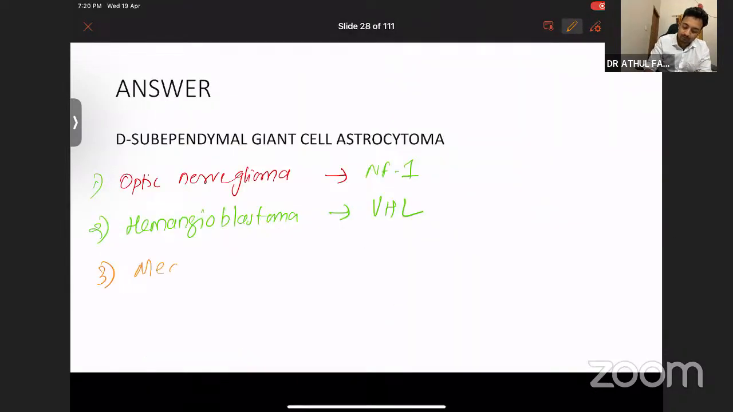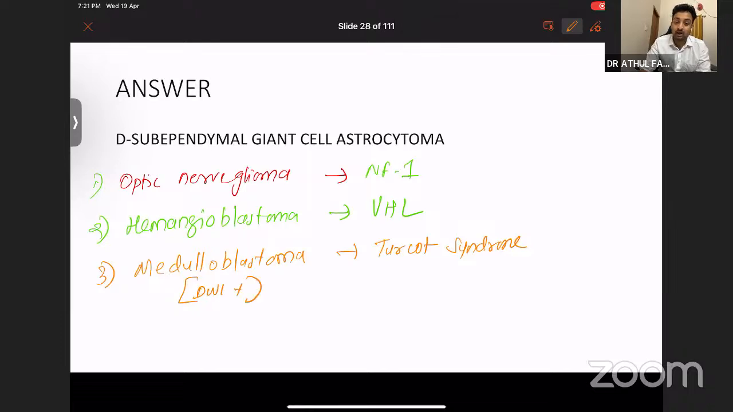Then the third option was what? Medulloblastoma. Medulloblastoma is seen in which syndrome? Associated with which polyposis can medulloblastoma come? It can come in Turcot syndrome. Okay, Turcot syndrome. Today we learned that medulloblastoma will be DWI positive. Infarct, abscess, medulloblastoma, meningioma, and epidermoid. So all these things you should remember. Okay, medulloblastoma is very, very important. It is a tumor commonly seen in the pediatric age group, seen in the posterior fossa, in the roof of the fourth ventricle. All these points are very, very important.